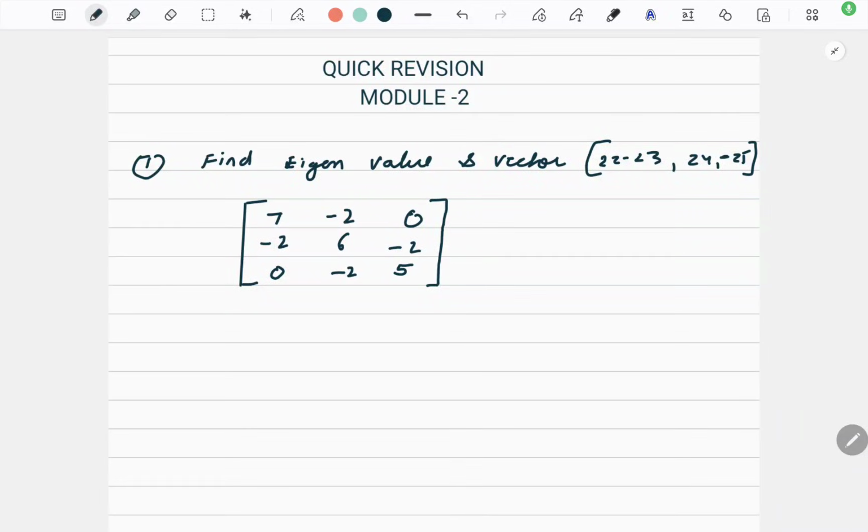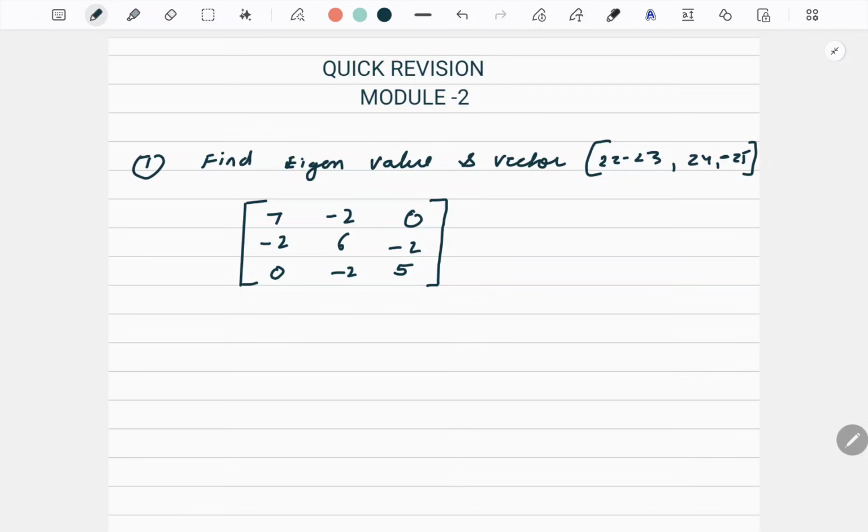Hello students. So after the quick revision of module 3 and module 4, let us go to module 2. Now, quick revision means I have just taken the question papers of 2024-25 and 22-23, written the questions on those topics, and I am solving them. This question was there in 22-23 also, and 24-25 also.